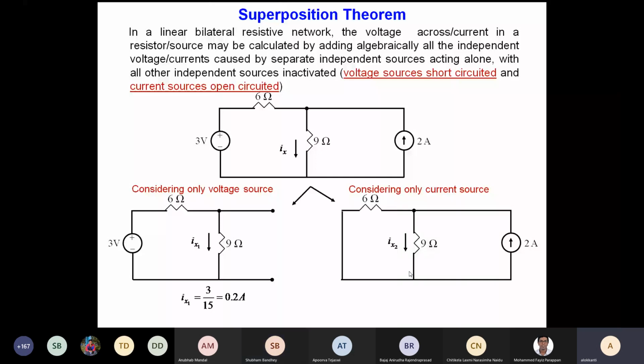0.8 ampere. So I have found out the individual currents when the sources are connected individually and the other source is inactivated. But the superposition theorem states that if there are multiple sources, you can apply superposition to find out the unknown by considering one source at a time. So we have found out by using once the voltage source, once the current source. So the total current through the 9 ohm resistance, which is Ix, is equal to Ix1 plus Ix2, equal to 1 ampere.